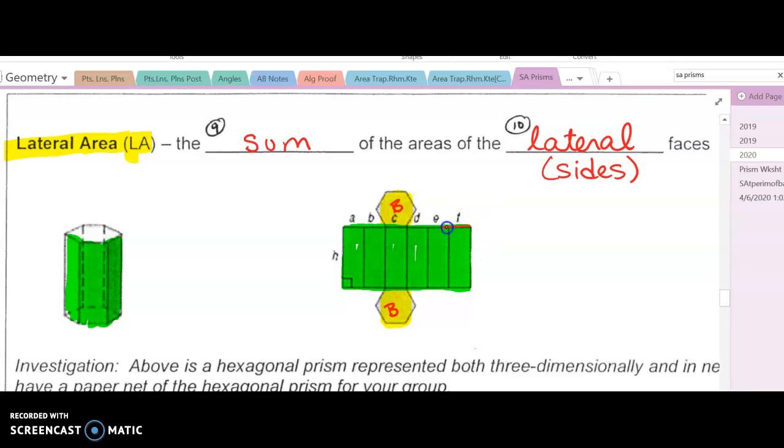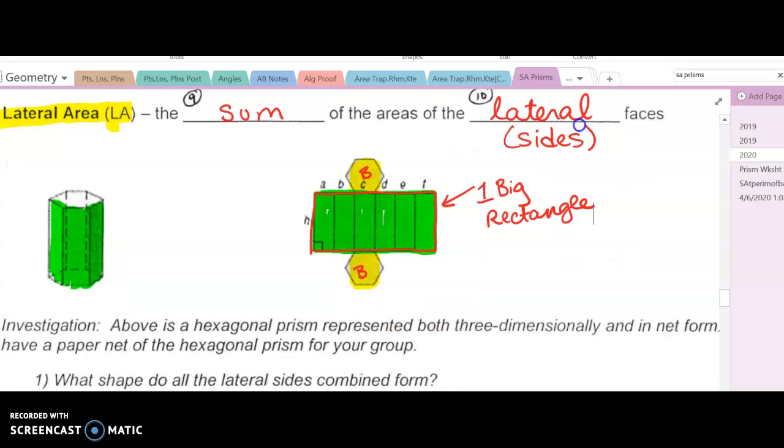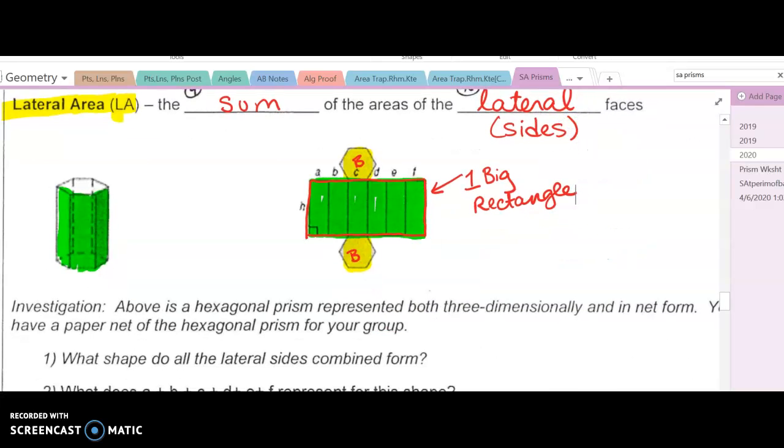So first of all, I want you to look at this big green shape here. So we could do 6 separate rectangles, or couldn't we just do one big rectangle, right? And so first question in our investigation is, what shape do all the lateral sides combined form? One big rectangle, all the sides when you squish them together.